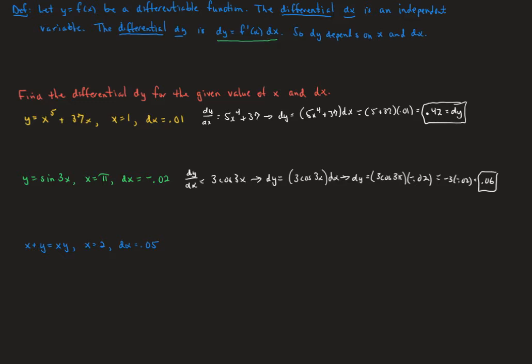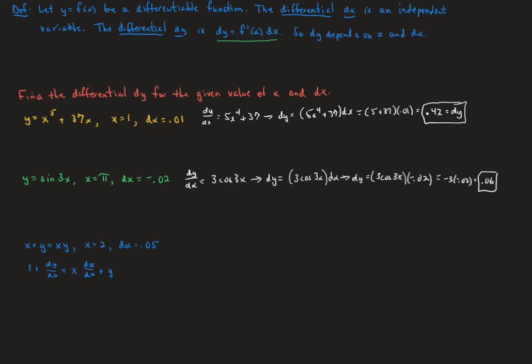So differentiating here, we're going to get the derivative of x is 1, plus we're going to get dy dx, that's what we're going to call the derivative of y. And now we're going to do a product rule derivative. So we're going to get the first times the derivative of the second plus the second times the derivative of the first, and the derivative of x is just 1.